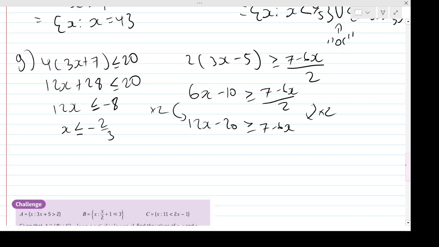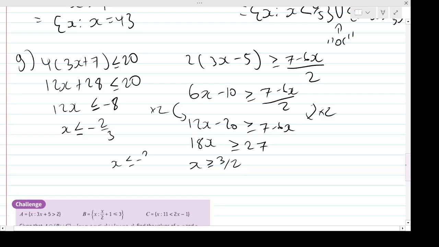There we are. Then we can add the 6x to get 18x, and add the 20 to get greater than or equal to 27. Then x is greater than or equal to 27 over 18. I don't think that would simplify. Oh, it does, 3 over 2. There we are. Okay, so we've got these two inequalities.